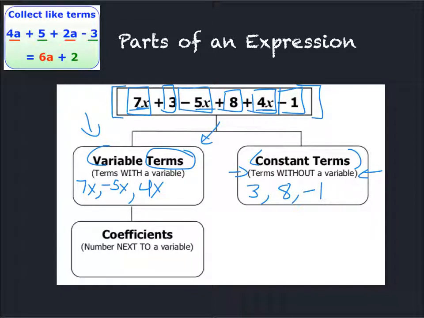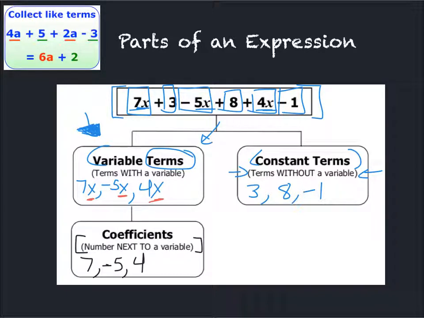With the variable terms, we first need to make sure that the terms in question have the same variable raised to the same exponent. So if you look at these three terms, we have 7x, negative 5x, and 4x. They all have the same variable, x, raised to the same exponent. Okay, so we are going to be able to combine them. How would we combine these terms? Well, we would need to look at their coefficients. What is a coefficient? A coefficient is just the number that's next to a variable term. So in this particular case, our coefficients are 7, negative 5, and 4.